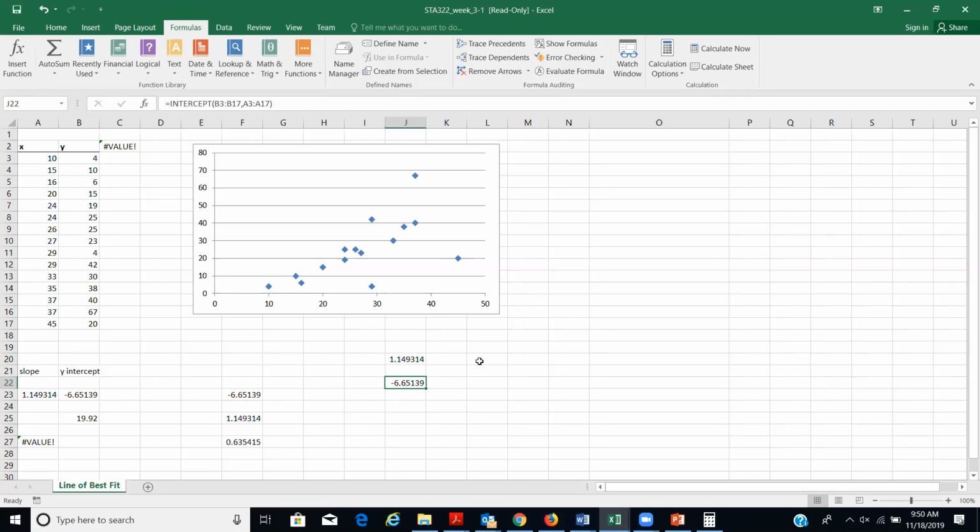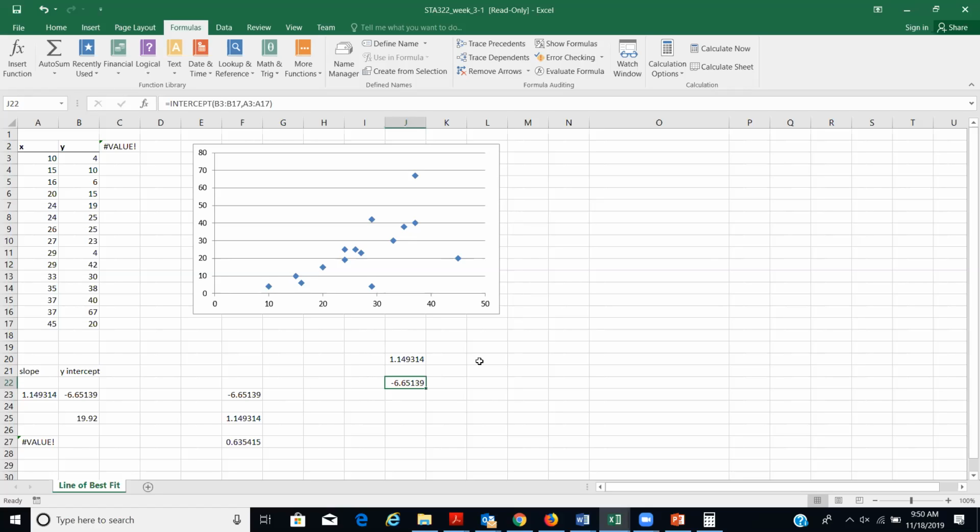0.65 divided by 1.15 is going to be 5.78, and this is then the x-intercept. So now we have 2 points. Pull out a ruler, draw your line.